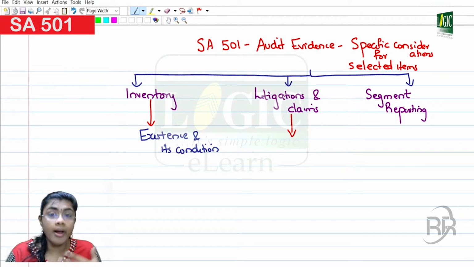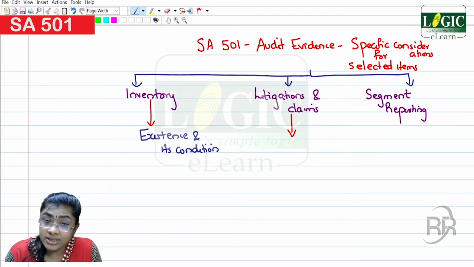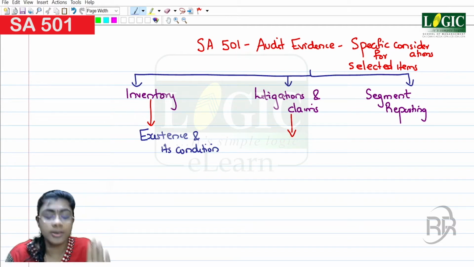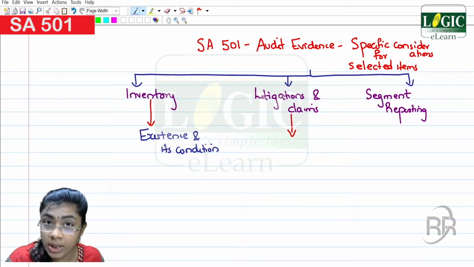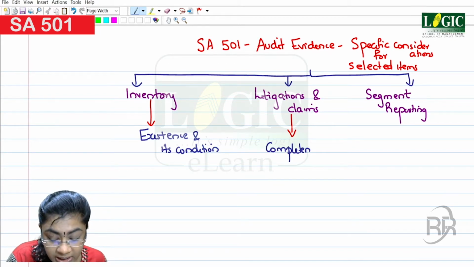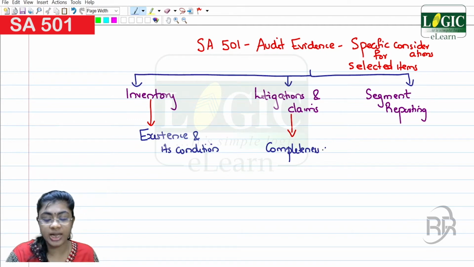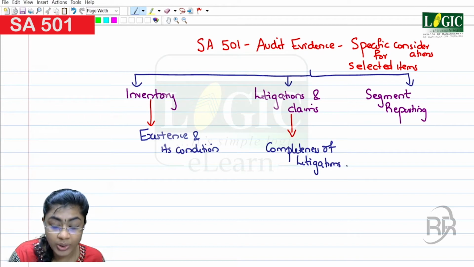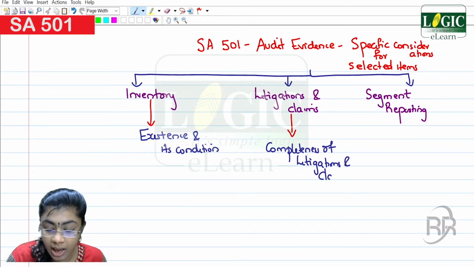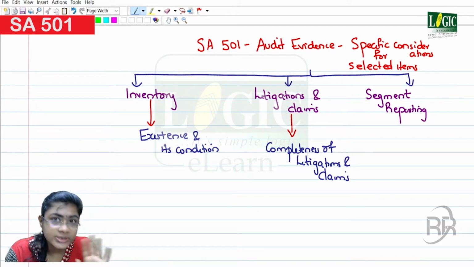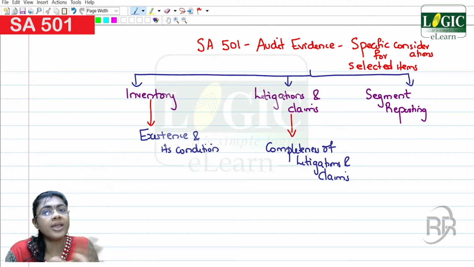As an auditor, our objective is to obtain evidence whether the litigation and claims as shown in the financial statements are complete. So here your specific consideration is completeness of litigation and claims. Whether litigation and claims shown in the financial statements are complete, or any litigation and claims have been omitted or hidden by the management.